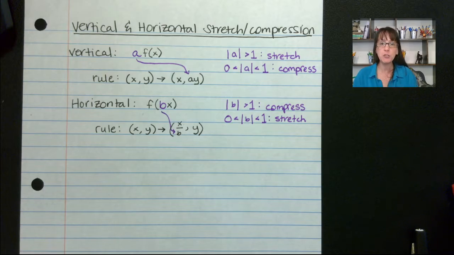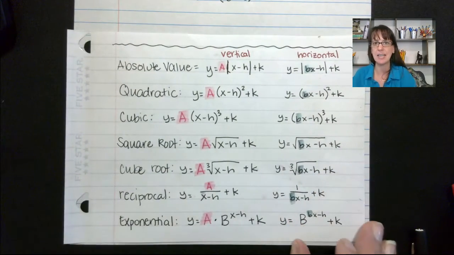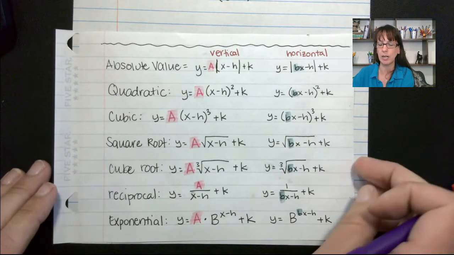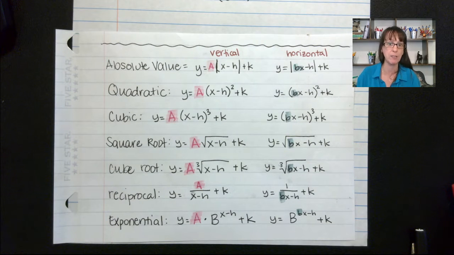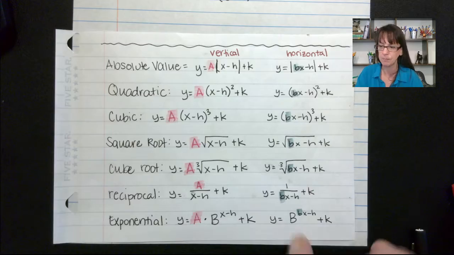So what does that look like? Well, first you may want to pause your video and write these down. This is what it looks like when it's attached in our format for absolute value, quadratic, all those parent functions. Okay, so looking at that, let's go ahead and talk about a horizontal and a vertical stretch.